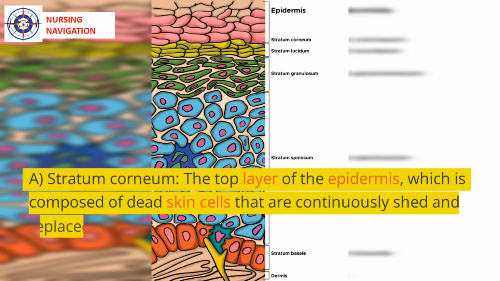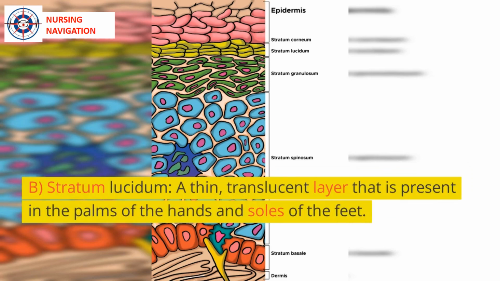A. Stratum corneum. The top layer of the epidermis, which is composed of dead skin cells that are continuously shed and replaced. B. Stratum lucidum. A thin, translucent layer that is present in the palms of the hands and soles of the feet.